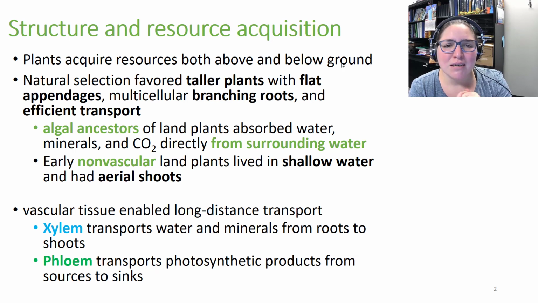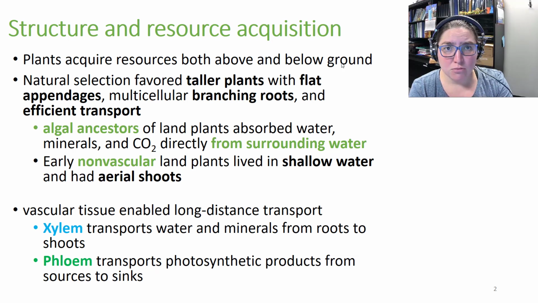But we're not saying all plants are super tall. Obviously, there are different niches that different plants are going to fall into. But generally speaking, if you're a taller plant, you can outcompete shorter plants for light. If you have big flat leaves, you can harvest more sunlight, and if you have branching roots, you can acquire more resources from below ground.